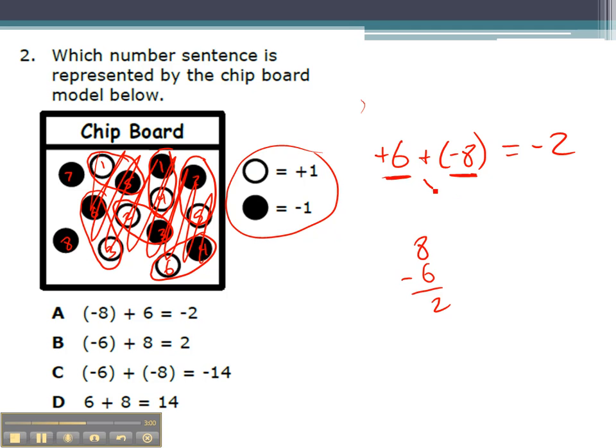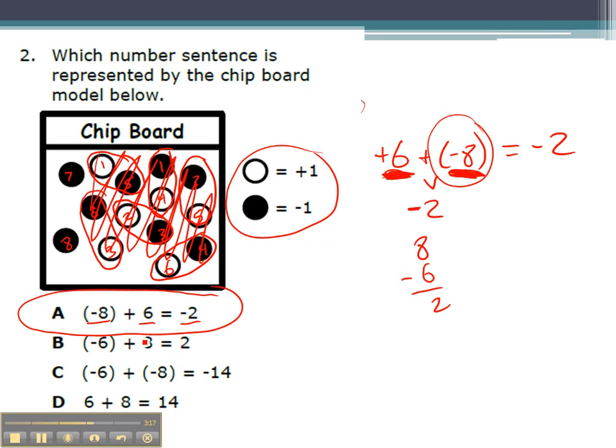And then we ask ourselves, which one of these is farther from 0? Which one has the greater absolute value? And it's the negative integer, -8, so it's -2. So looking at our equations, looks like it's the very first one. -8 plus +6 equals -2.